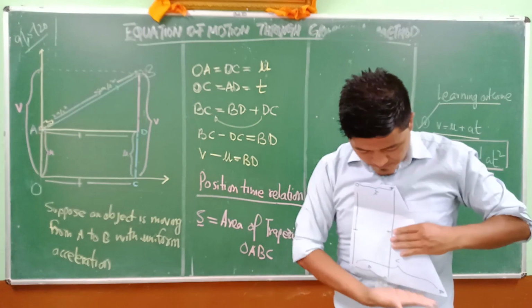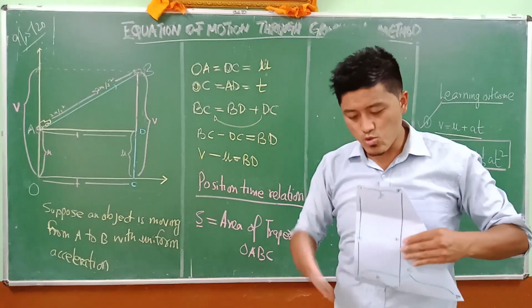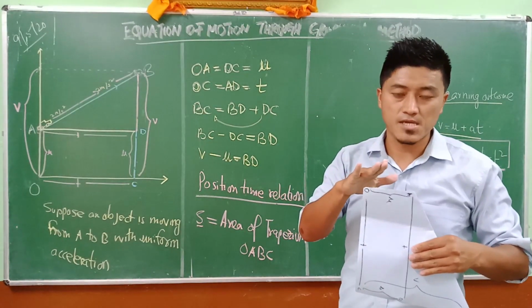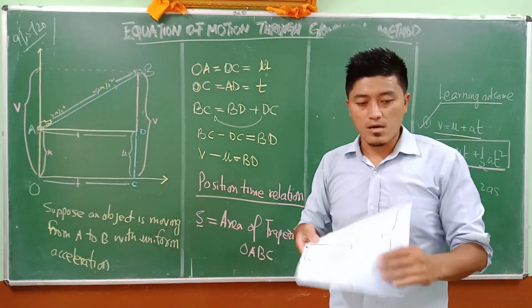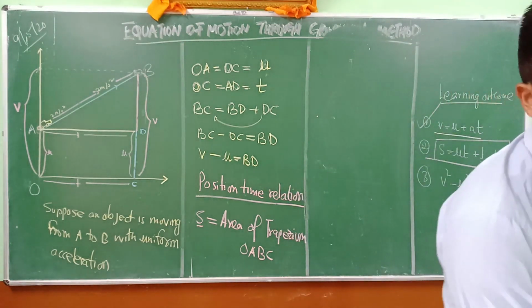These are the two sides, 1 and 2. These two are parallel. They will never intersect. But these two are not parallel. So this kind of diagram, this kind of geometrical shape is what we call a trapezium.